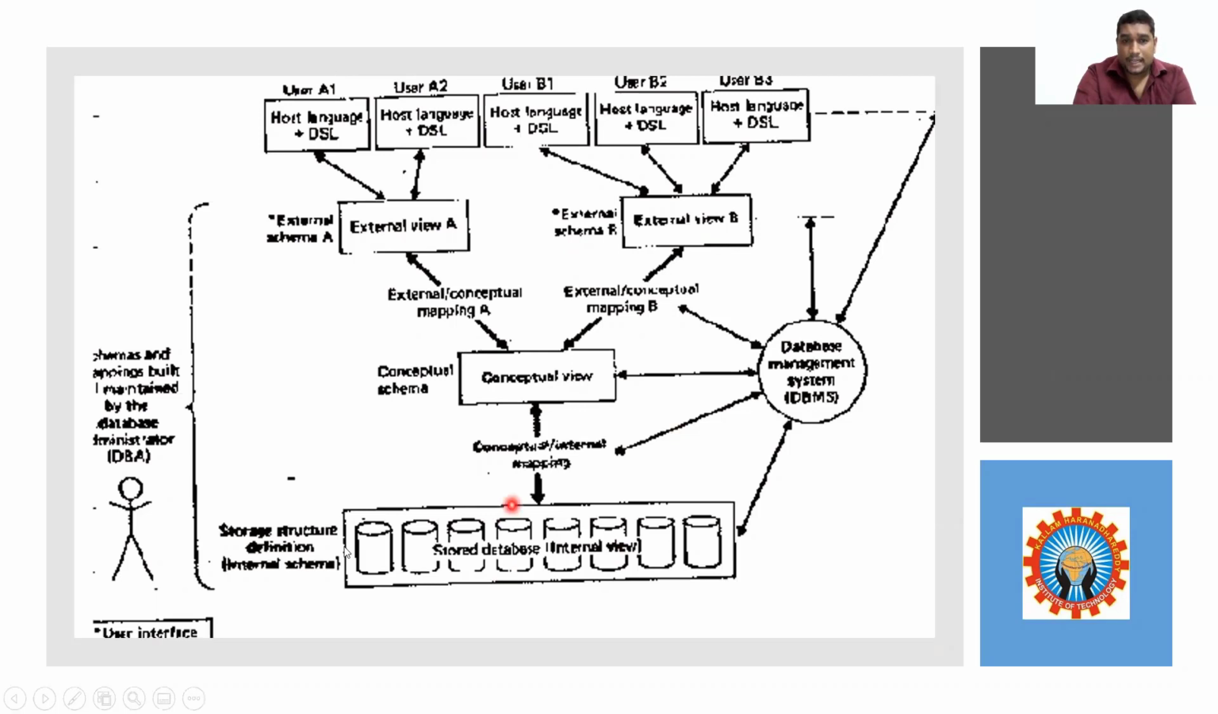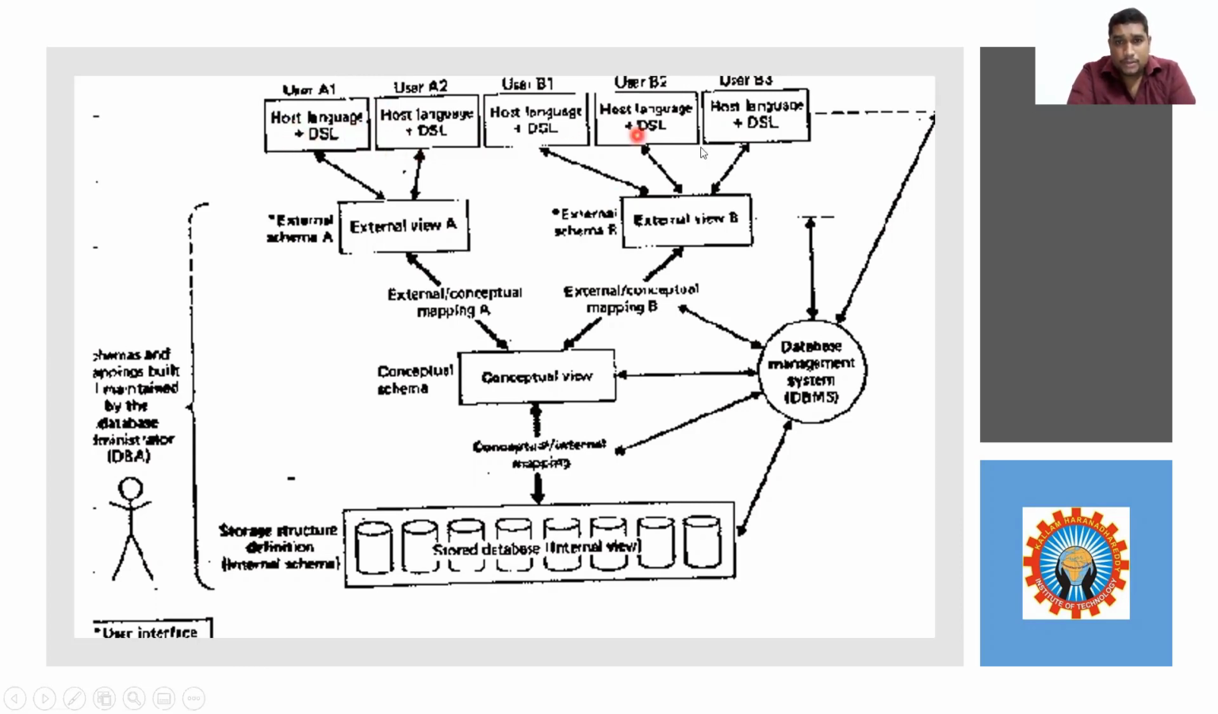If it is physical level, this concept. Okay. If it is external level, this concept. Conceptual, this concept. Physical level, this concept. Okay. Right. This is an important question. Explain three-level architecture. Okay. Otherwise, explain database architecture. Okay. See, this is the language we will discuss.